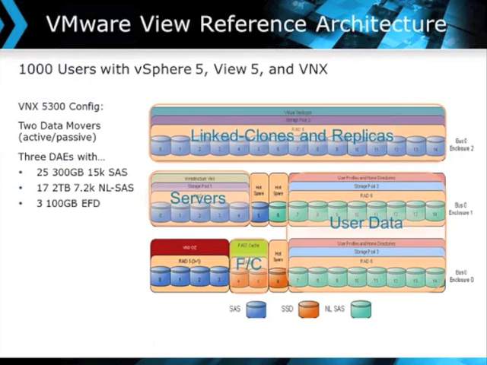So the basic storage layout for the reference architecture: 15 SAS drives for linked clones and replicas, 14 drives for user data, and 5 drives for virtual servers required for the infrastructure. The rest of the drives are made up of hot spares, FAST Cache, and OE drives.